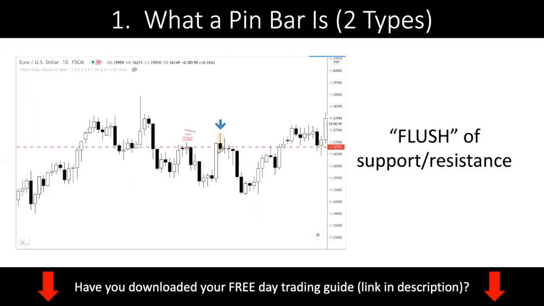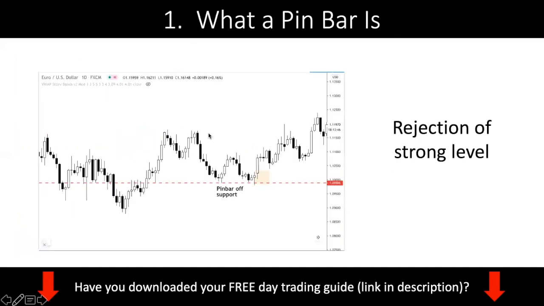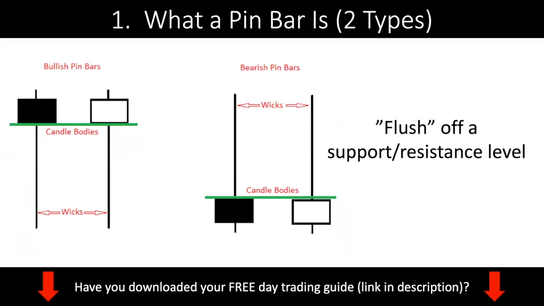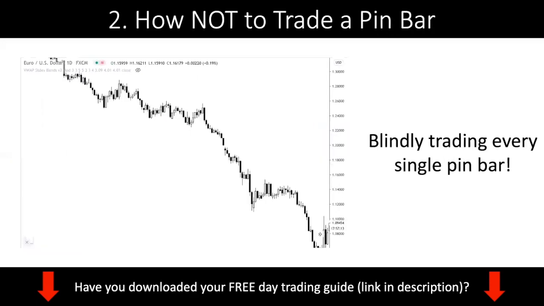This is my personal favorite. I prefer to trade it this way because I know that the institutional players are in. They are putting their orders in here, because when you're getting stopped out, they're actually getting in. So I prefer this pin bar over the previous one, which is just a rejection of the strong level. Now, I'm not saying that this rejection of a strong level doesn't work. It can still work, but personally, you want to focus more on this flush of a support and resistance level. So this is what a pin bar is and the two types.